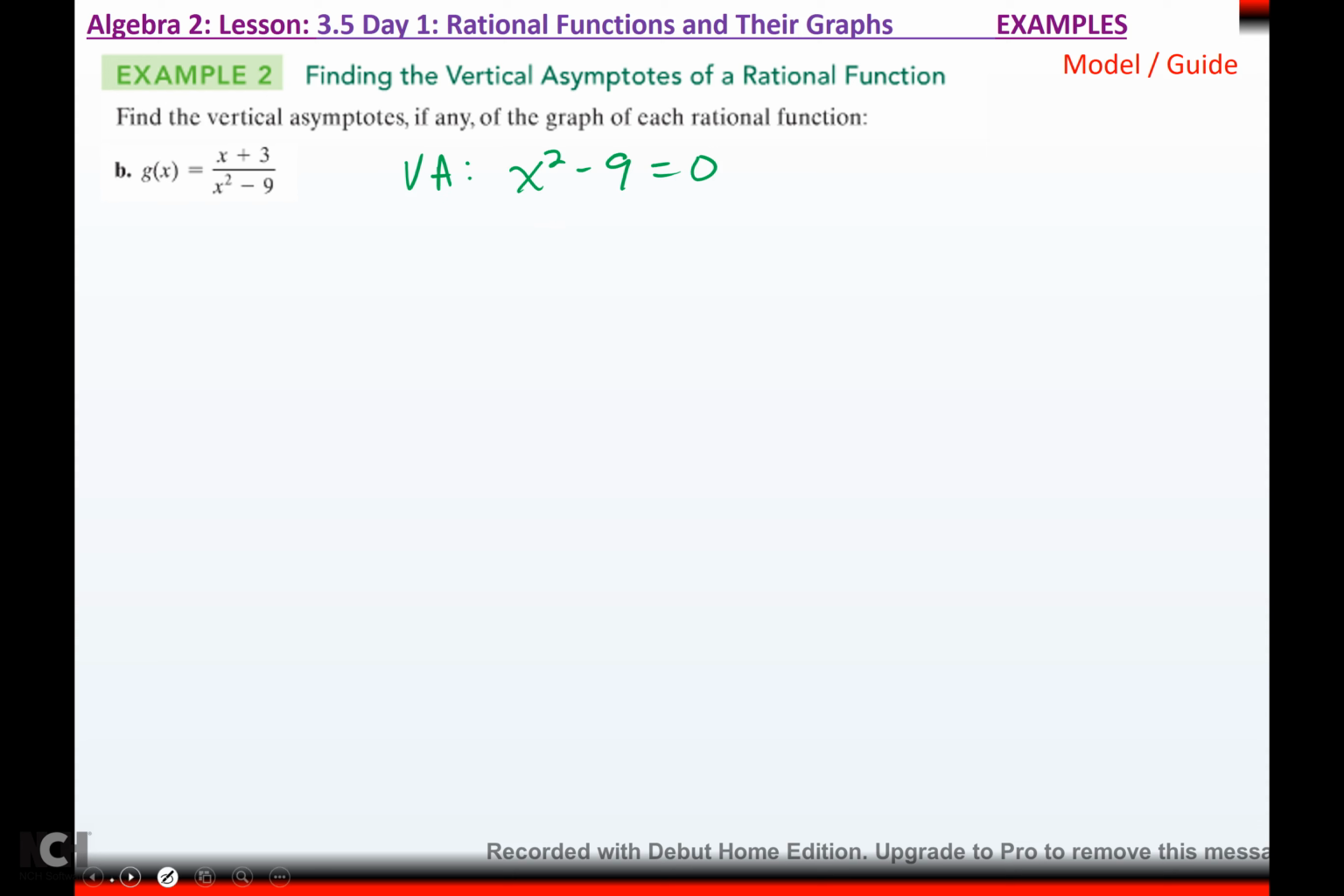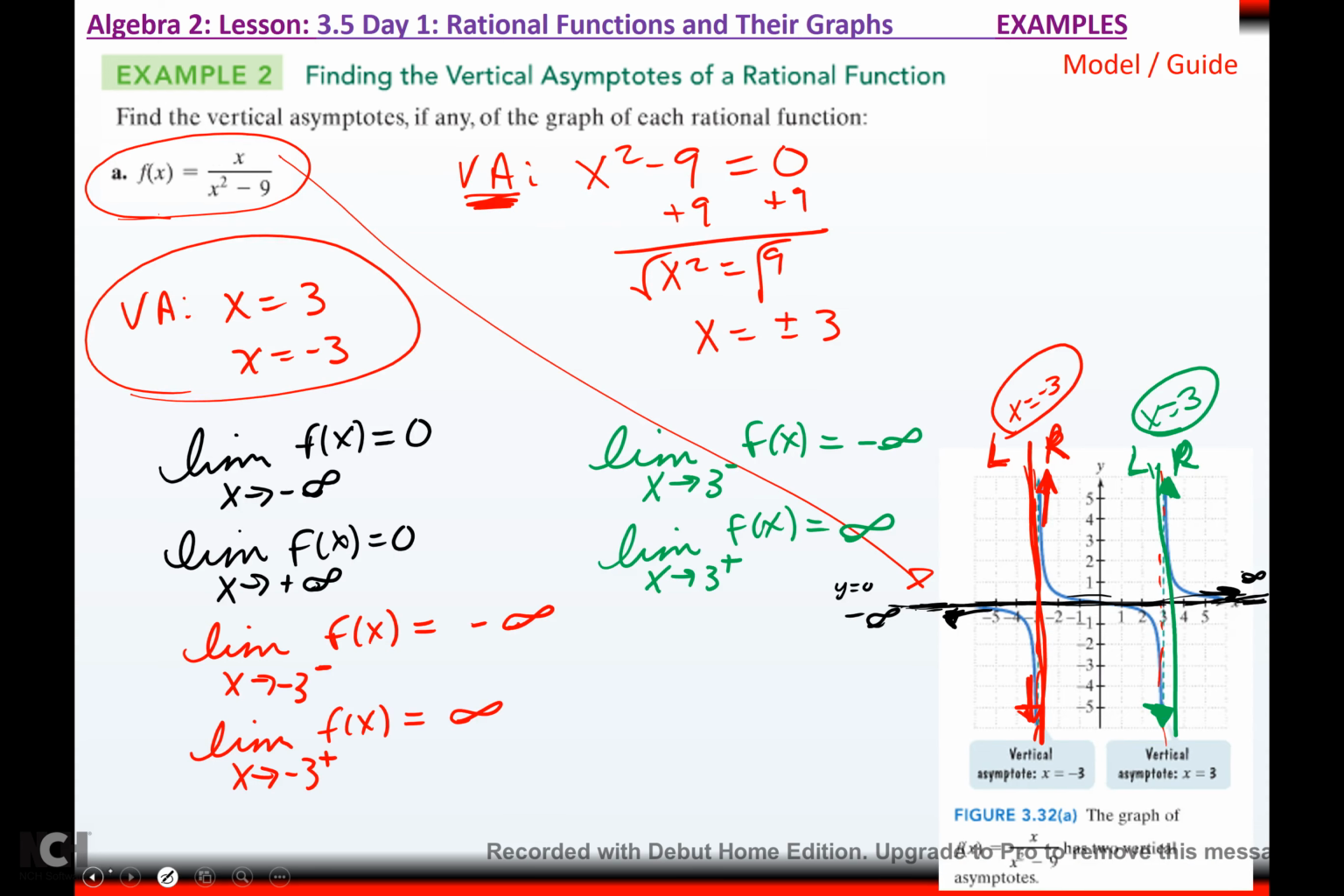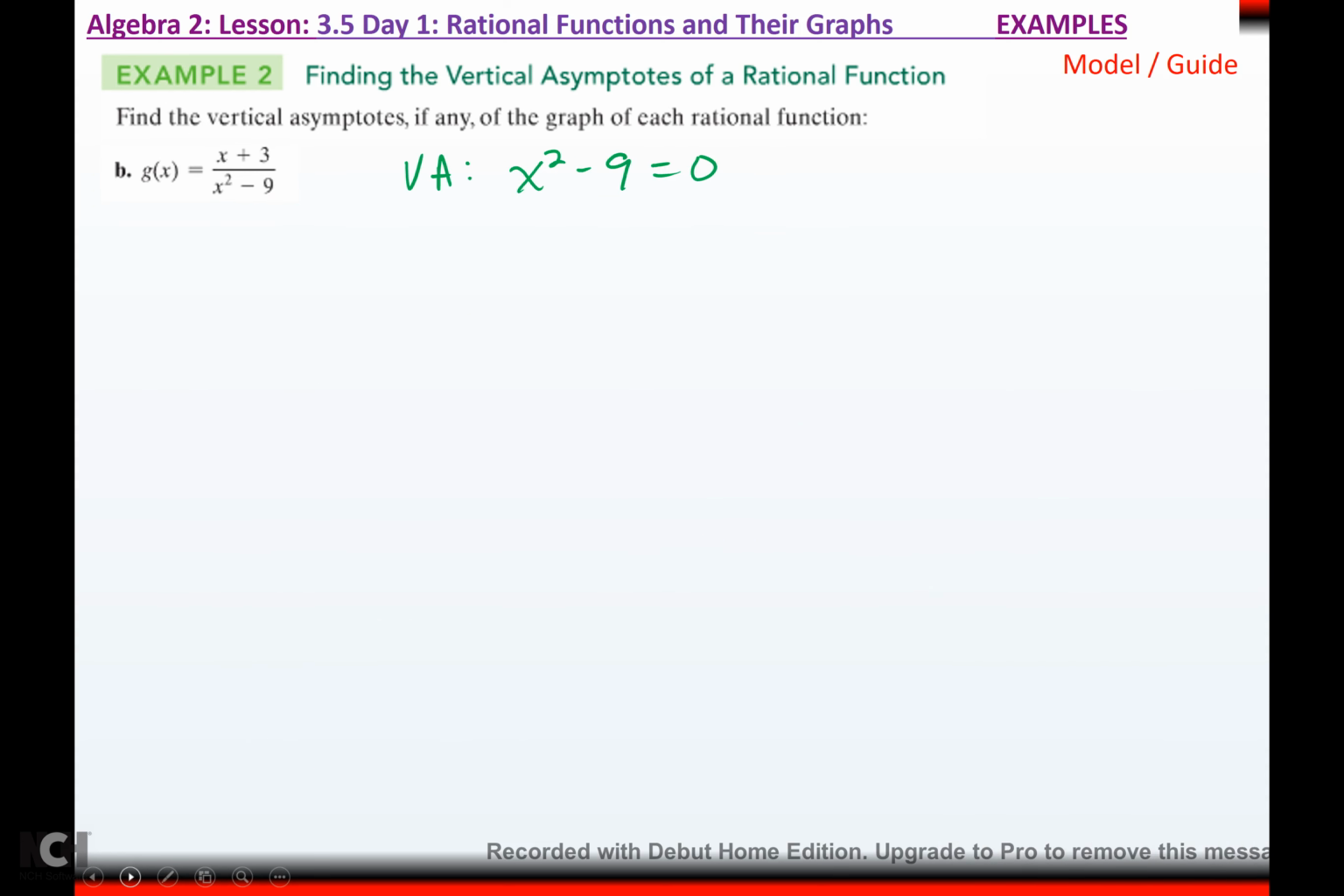I just did this one, didn't I? Oh, same denominator. Oh, I know.